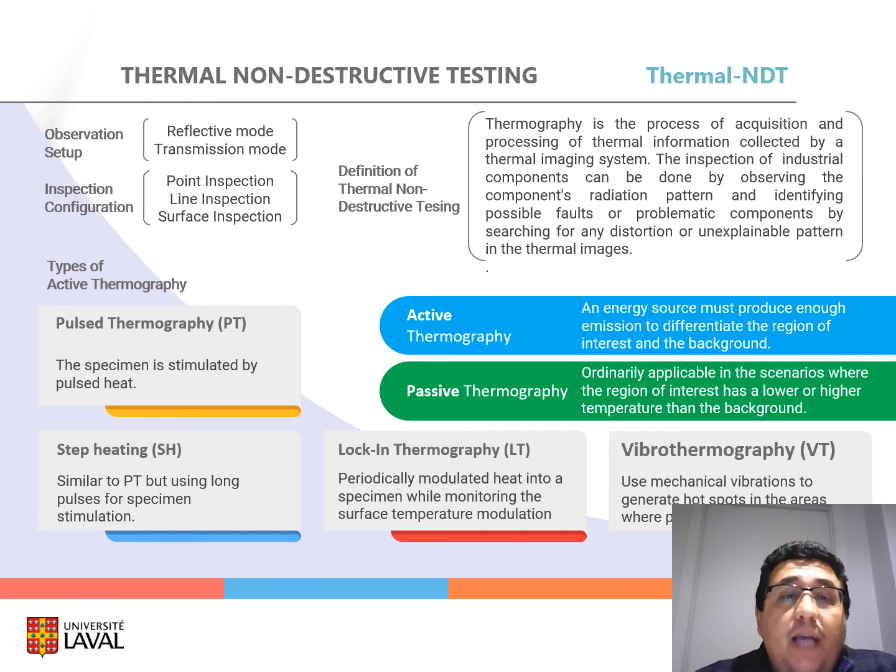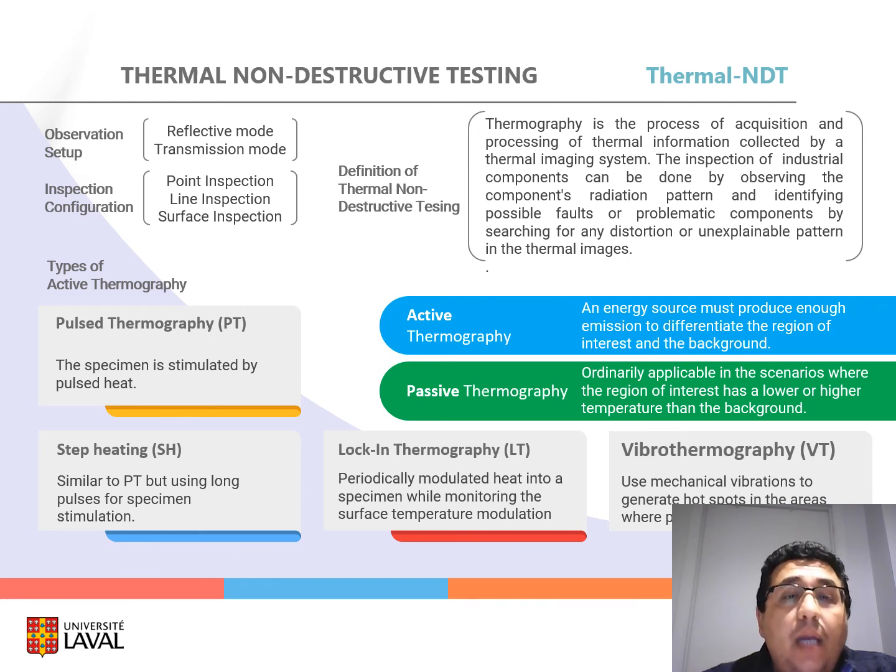Active thermography has two different observation setups: reflective mode and transmission mode. In reflective mode, thermal camera and the stimulation units are placed on the same side of the specimen. And in transmission mode, on the other hand, the thermal camera and the stimulation unit are placed on the opposite side of the specimen. There are three inspection configurations in active thermography: point inspection, line inspection, and surface inspection.